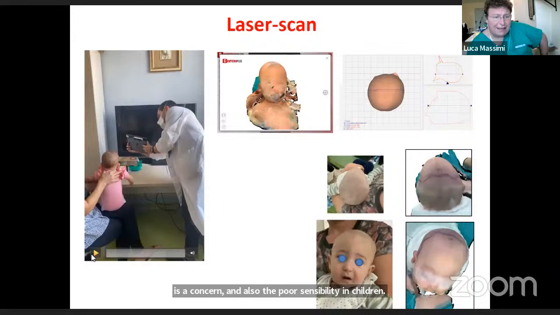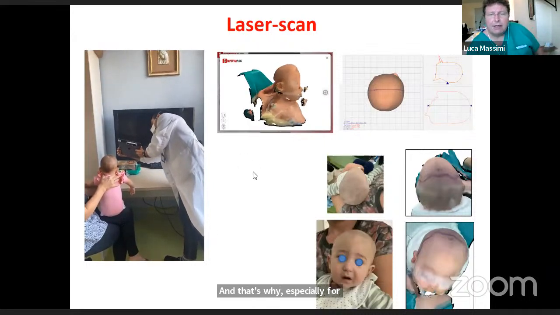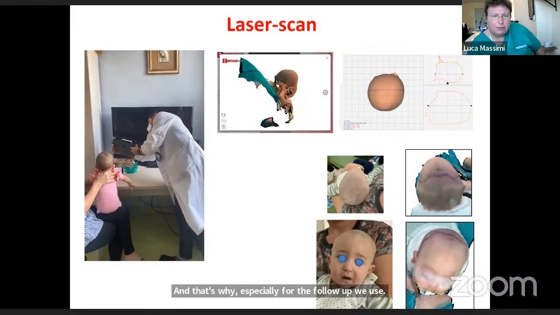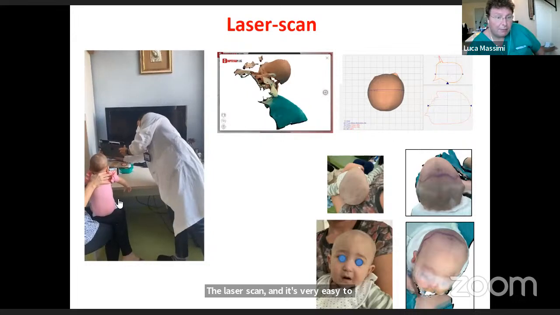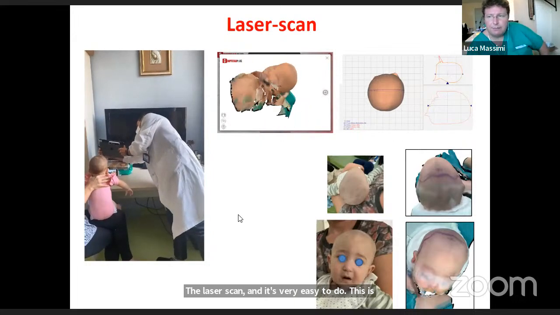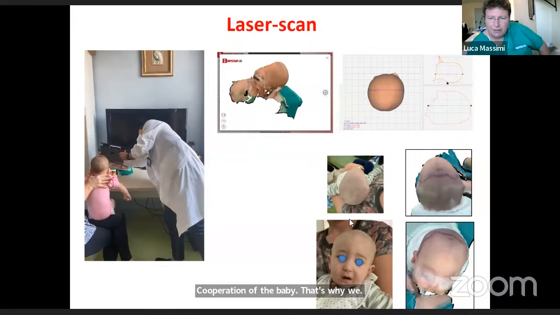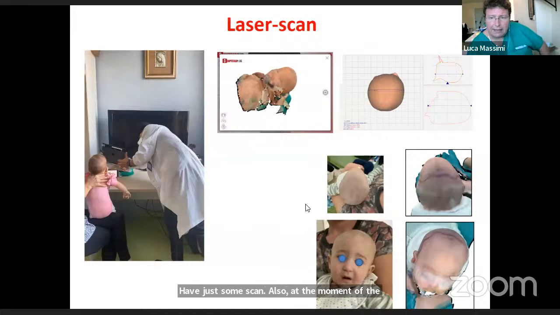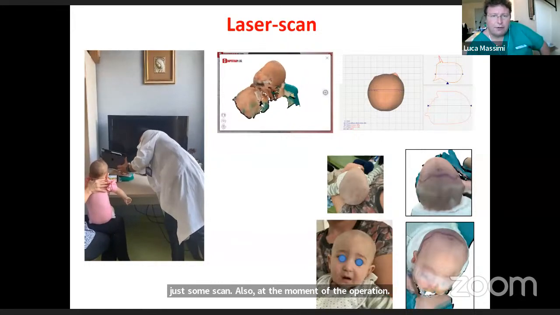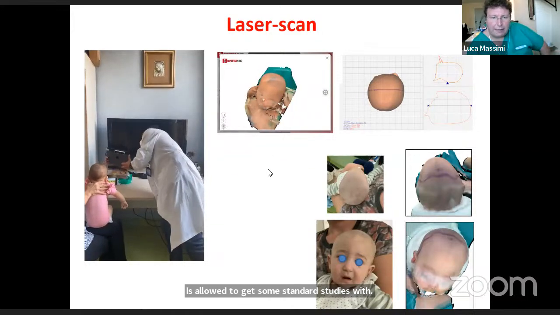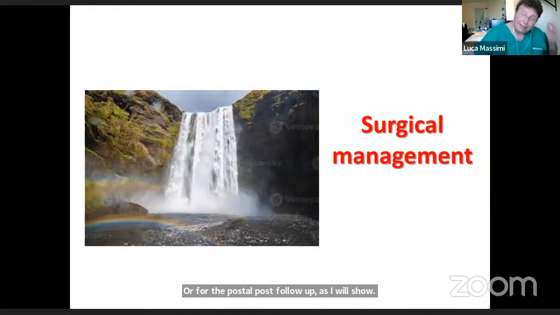That's why, especially for the follow-up, we use the laser scan, and it's very easy to use. Sometimes it's not so precise, in spite of the apparently good cooperation of the baby. That's why we also have some scans at the moment of the operation. This allowed us to get some scans that are very useful for the post-op follow-up, as I am going to show at the end of this presentation.